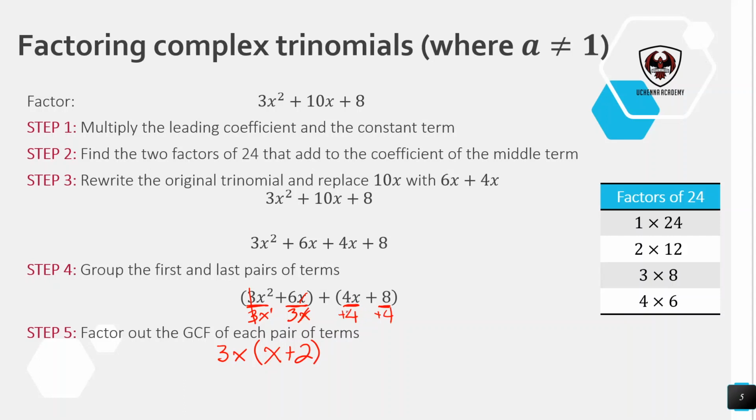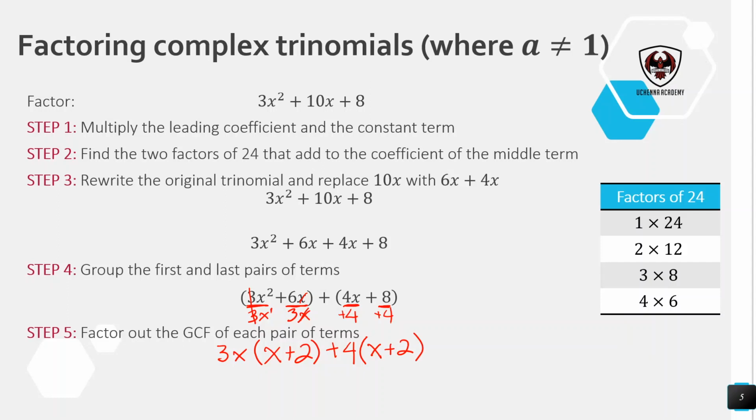In the next pair of numbers, I've got plus 4 that I'm factoring out. So you've got to write that out. Plus 4 is what you have factored out. And then again, a bracket of what the leftover is. And the leftover I figure out through division. So 4x divided by 4 is just 1x. 8 divided by 4 is just 2. So positive 2. There we go. And you will always, always, always come up with this.